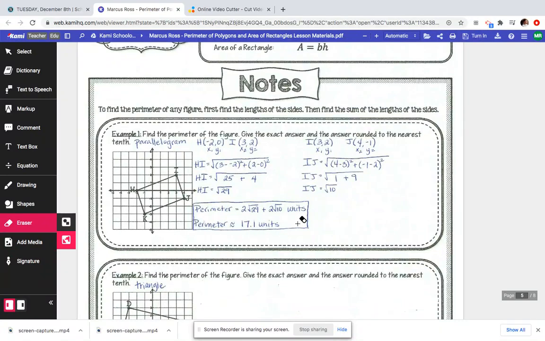After that, I went ahead and turned it into decimal form. I would like you to change it to decimal form too. So your perimeter is about 17.1 units.